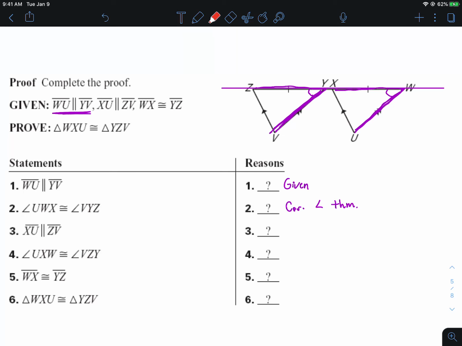Okay. So next they give us a different pair of parallel lines. So that's those two, and those are on a common transversal like this right here. So now we can say that these two corresponding angles are going to be equal right there. So this next one here is given, and then you got the corresponding angle theorem again.